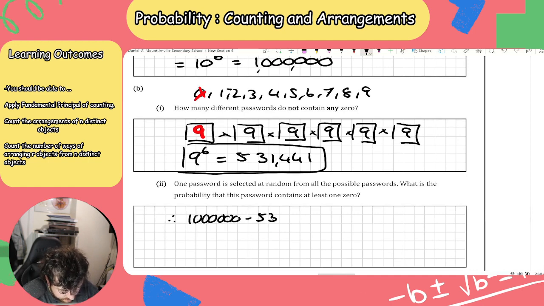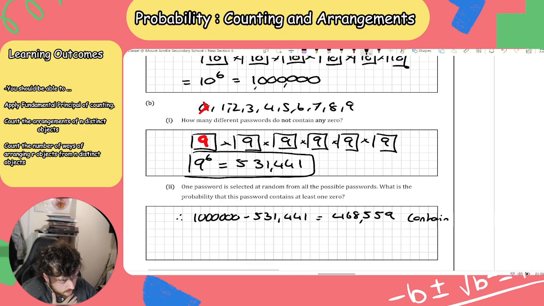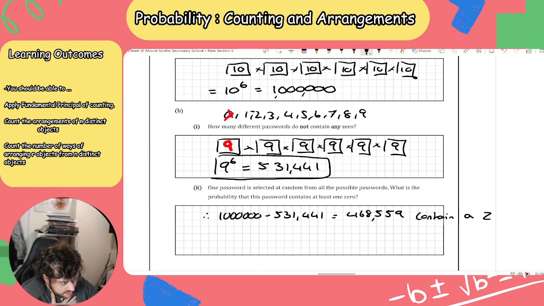minus 531,441. That is going to be equal to 468,559. Right, so that is how many passwords contain a 0.